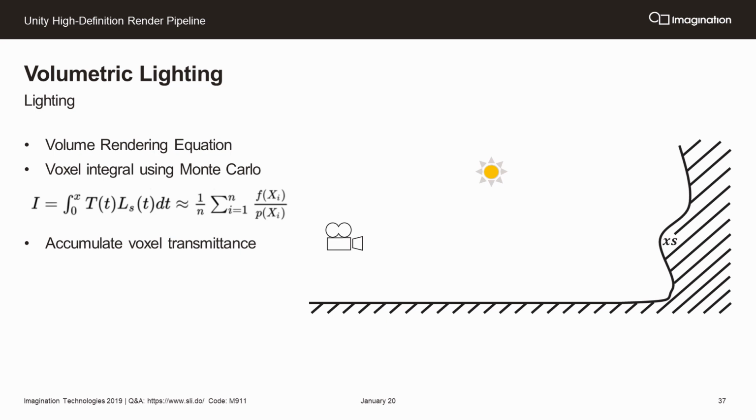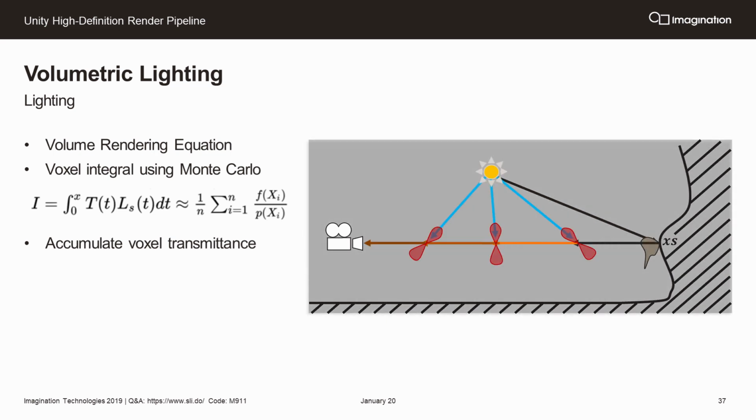This is followed by the lighting pass. Here they are approximately solving the volume rendering equation within each voxel using Monte Carlo integration. Then they accumulate the voxel transmittance along the camera ray by ray marching.